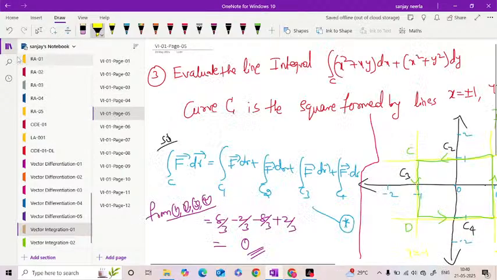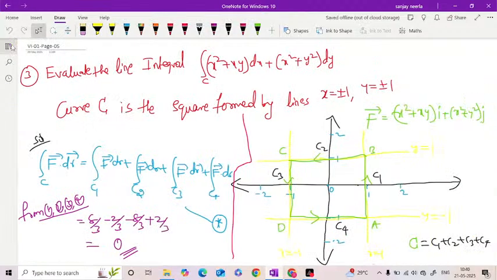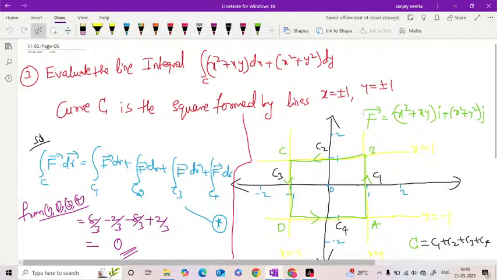In the first and second problems they have given only a parabola. In the third problem they have given a square. The square is bounded by x is equal to plus or minus 1 and y is equal to plus or minus 1. That means x is equal to 1 and x is equal to minus 1 are vertical lines, and y is equal to 1 and y is equal to minus 1 are horizontal lines. From these 4 lines, a square is formed.